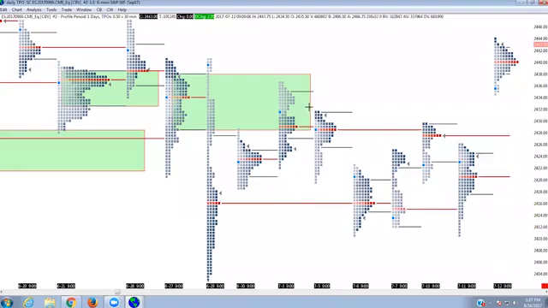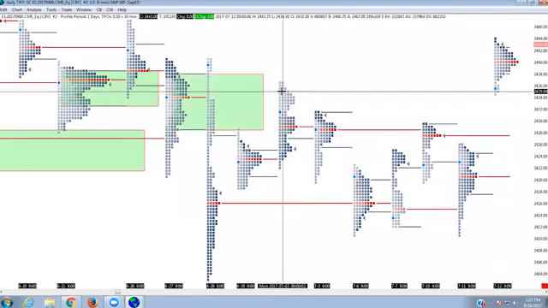Okay. This invalidates our old structure. This goes right through the middle of the new one, so let's begin using this new structure here.